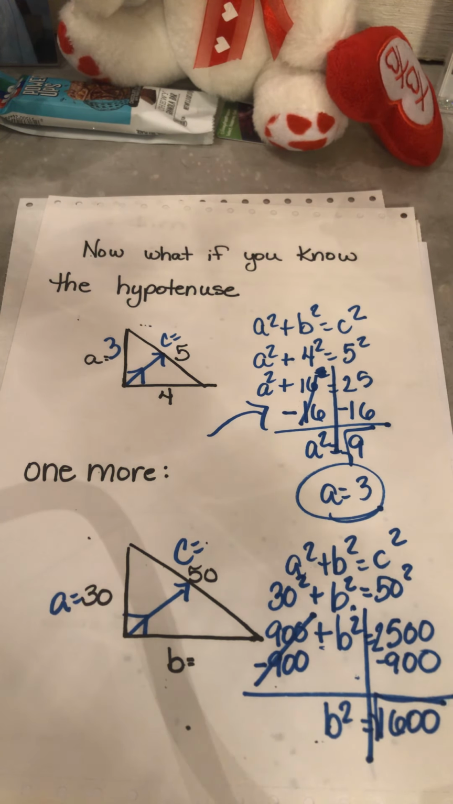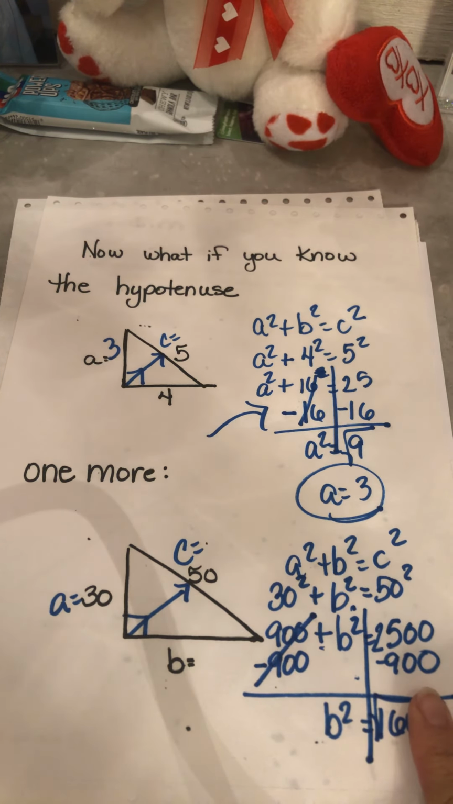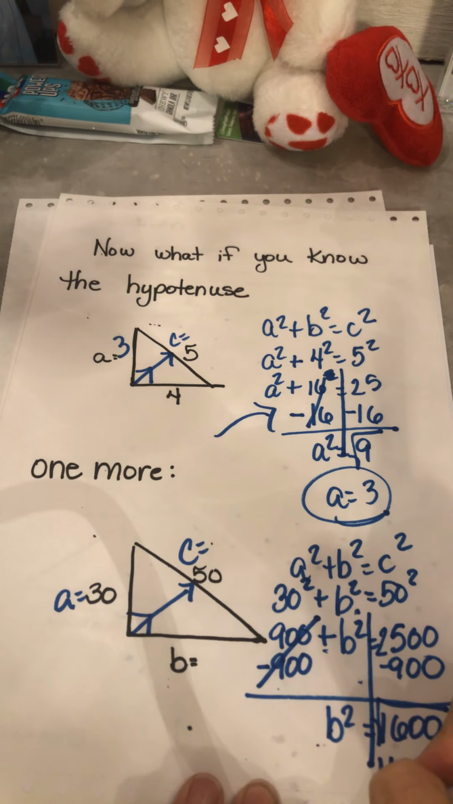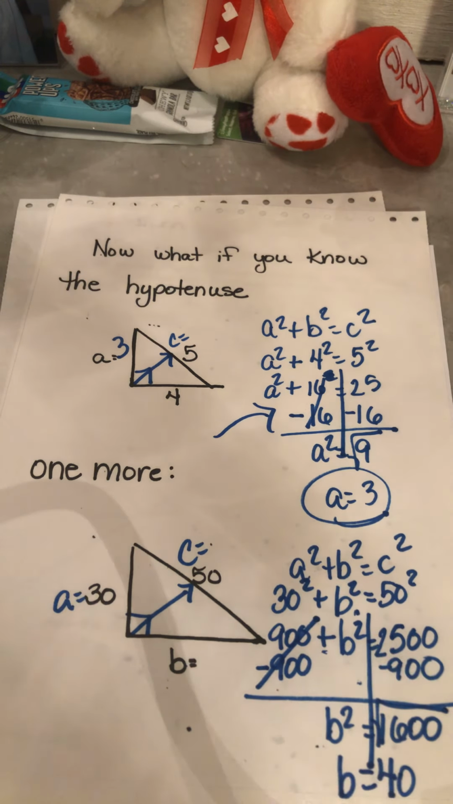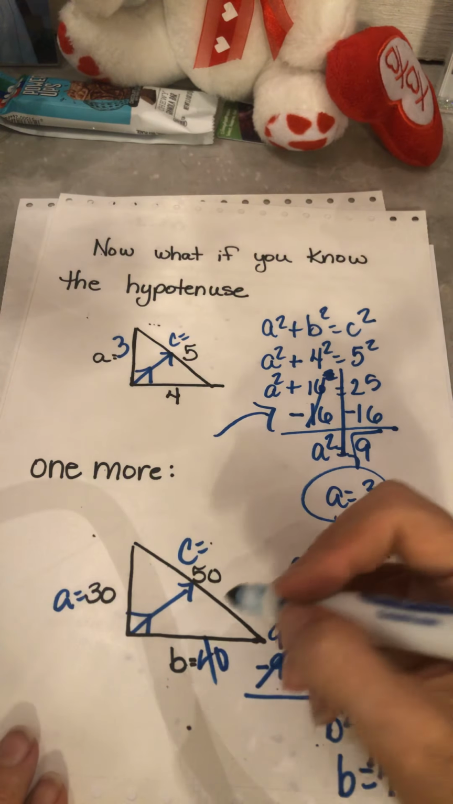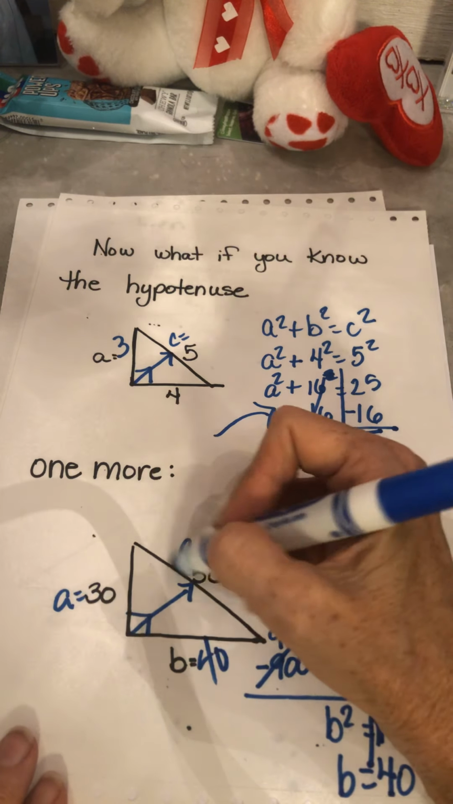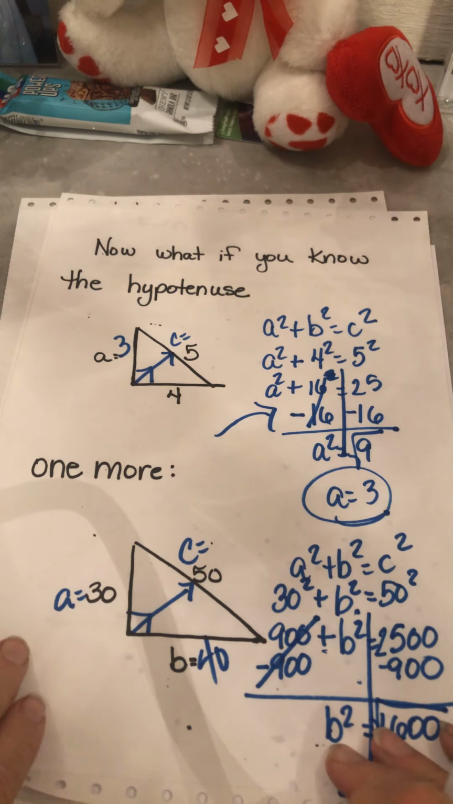Now you may have used the calculator, which is perfectly fine, but you could also just say, what's the square root of 16? What times what gives me 16? Well, that's 4, and then just add a 0. 40 times 40 gives me 1,600. So let's double check that my hypotenuse is still my greatest measurement, and yes it is. So we're in business.